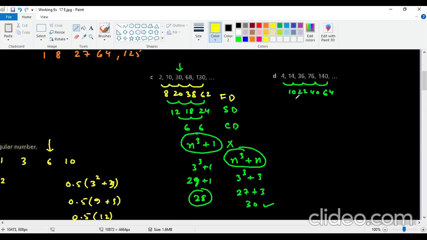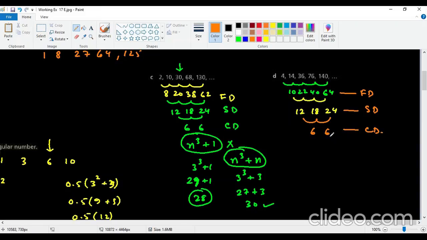Finding out the second difference between these four numbers. First difference is 12. Second difference is 18. And the next difference is 24. Going for the last difference as a common difference, this is the first difference, this is the second difference, and the common difference is 6.